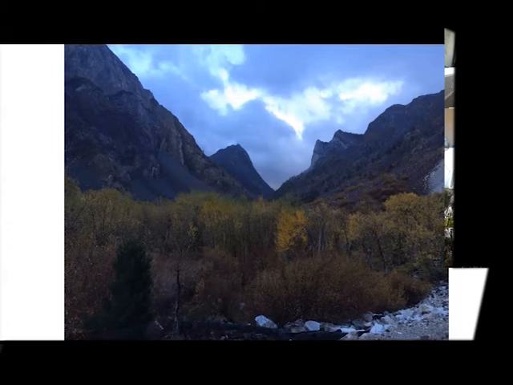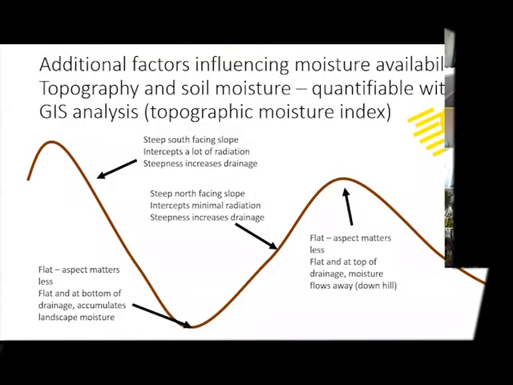Getting moisture is a problem. It's a constant source of stress, and it influences the distribution of species. So let's just talk about how plants deal with that. One of the first things to point out, and you guys have already brought this up, is that where a forest is located matters.